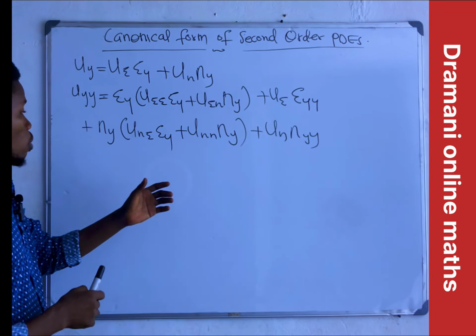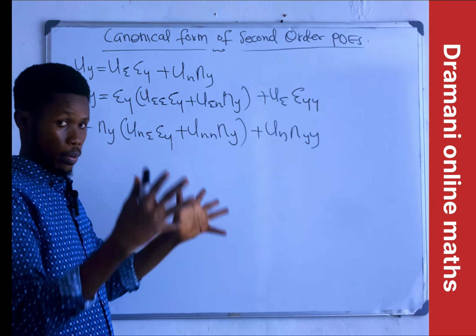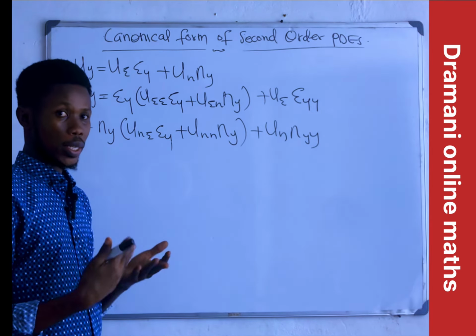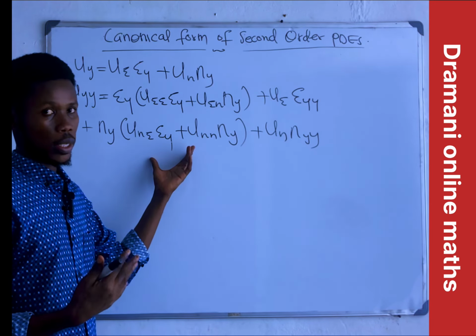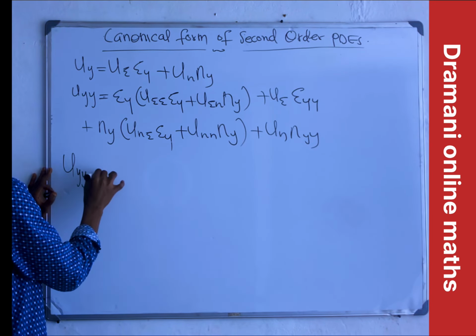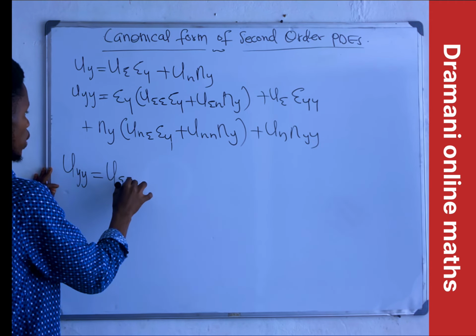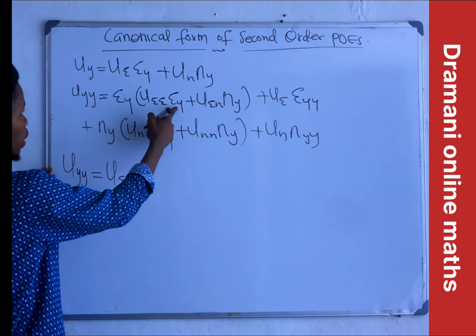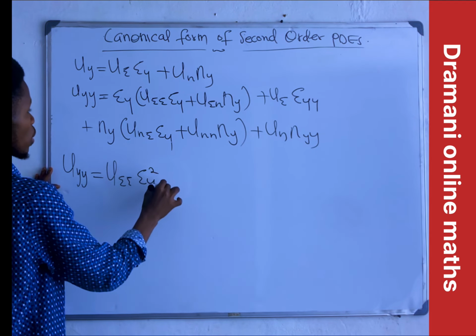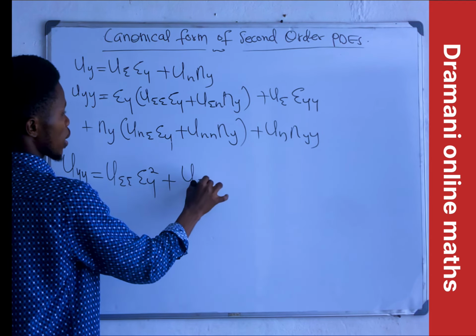Please don't be confused with what I'm doing here because I've already shown you how to do it. You can use that diagram and it will guide you. And as you practice, you become used to it. That's all. Now, if I expand this, I have uyy equals uξξ. With ξy times ξy will give you ξy squared plus uξη ηy. This time this, that's what you're going to get.